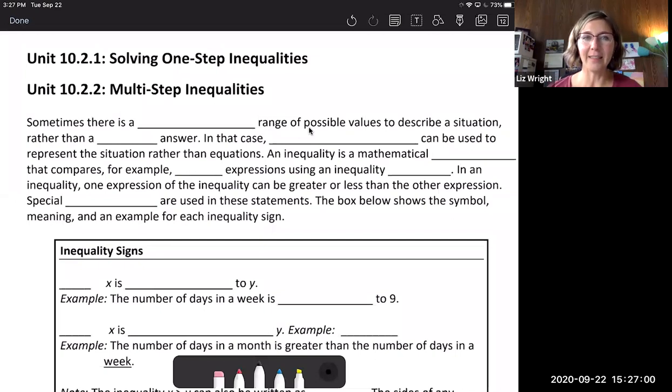Hi everybody, in this video we are going to work on solving one-step inequalities and multi-step inequalities. It's really similar to what we were just doing with multi-step equations, but there's going to be a big difference in how we express our answer.